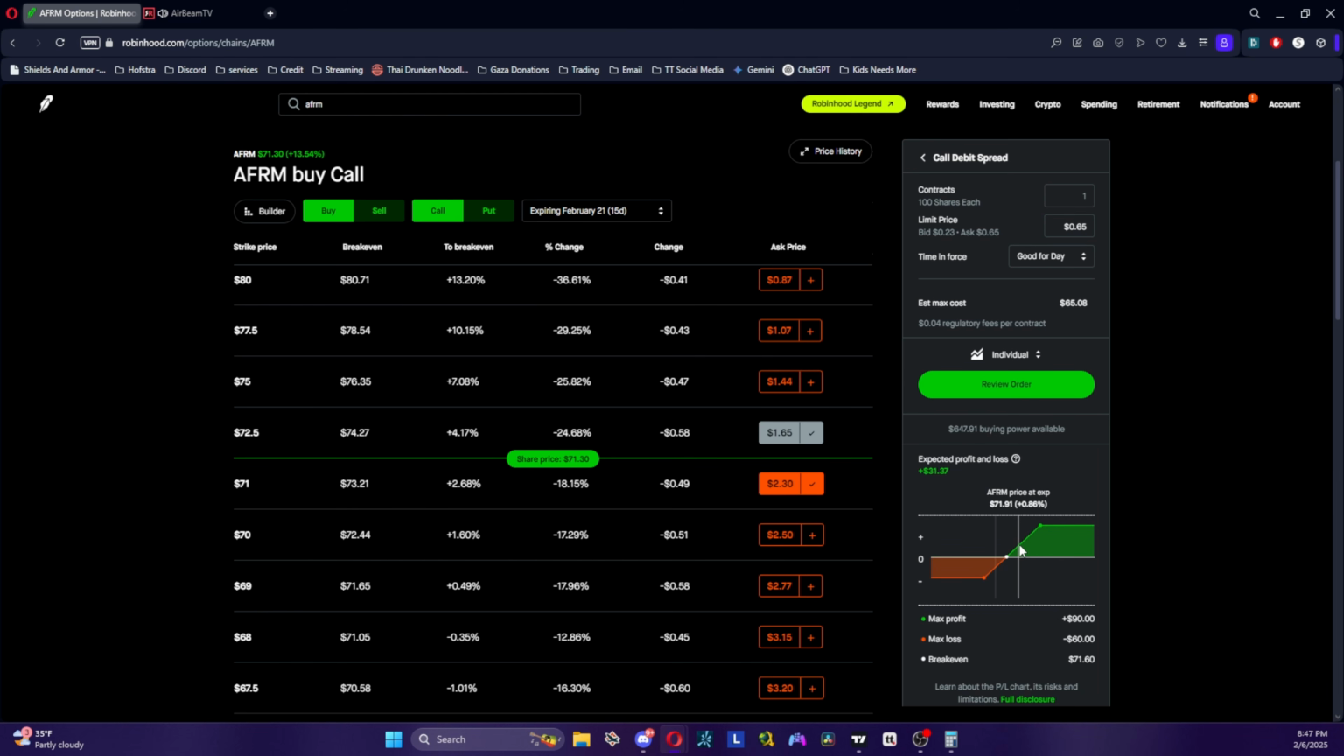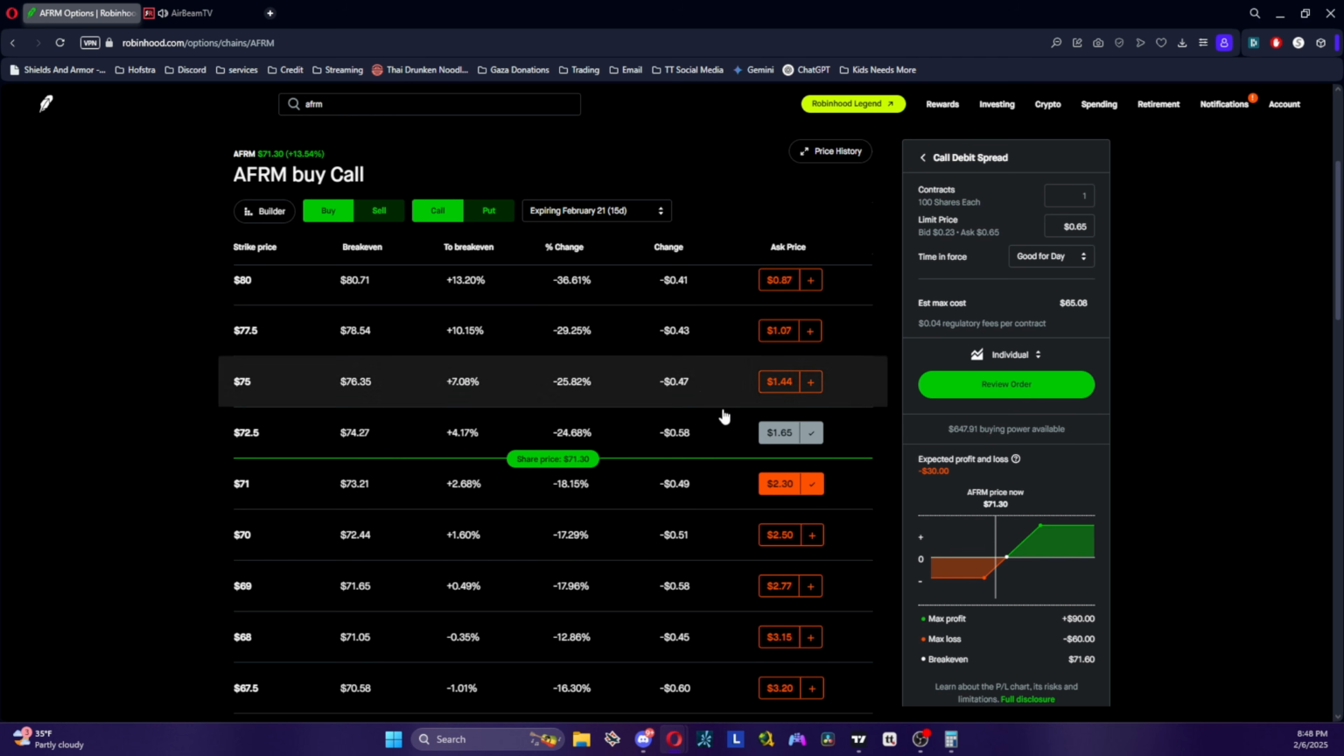And then you start getting a little bit better risk to reward ratio, right? You're risking $60 to make 90. That's about 1 to 1.5, I think, right? Something like that.